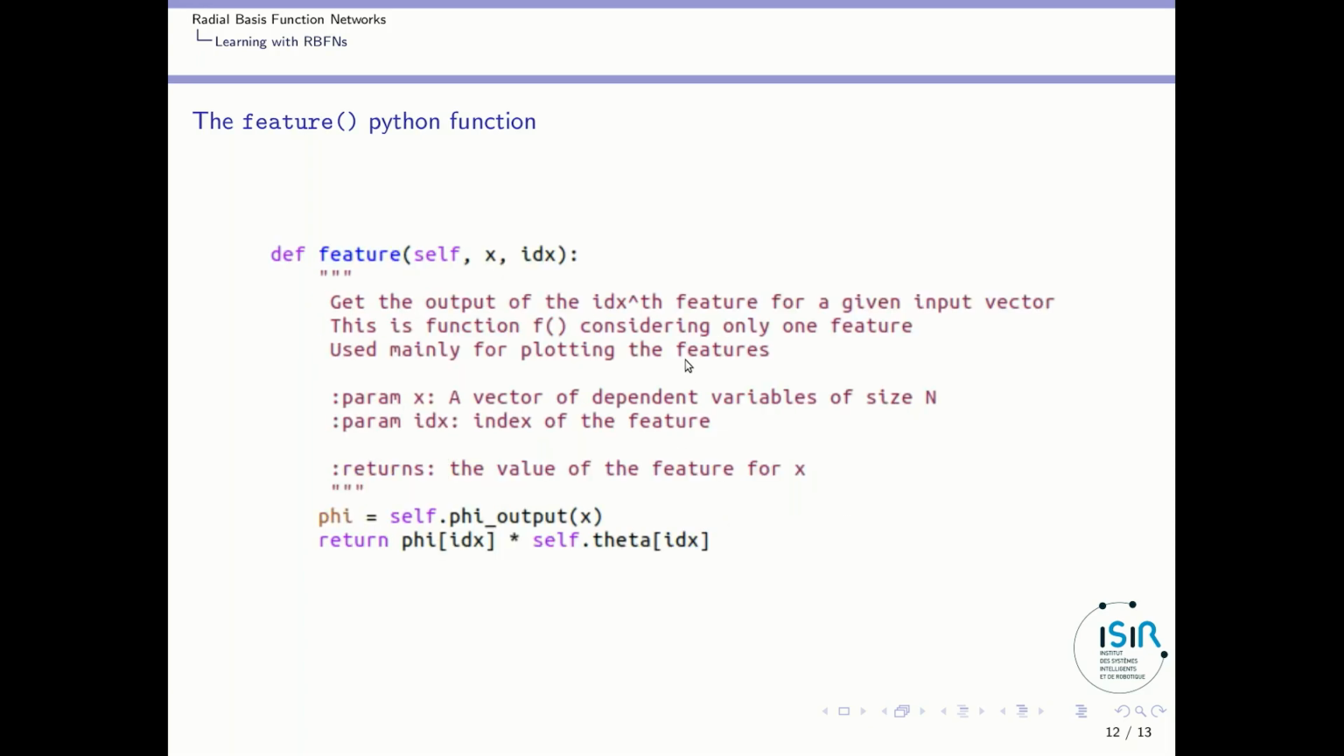And the second useful function is the feature. That's just part of the f function, but where I am using just one Gaussian. So it gives me what is the output of the f function if I am just considering one Gaussian feature, the one which is of index idx. So I'm just using phi output of x, and I return phi of the index times self.theta of index. So this is just useful to plot the feature functions of my RBFN approximator.